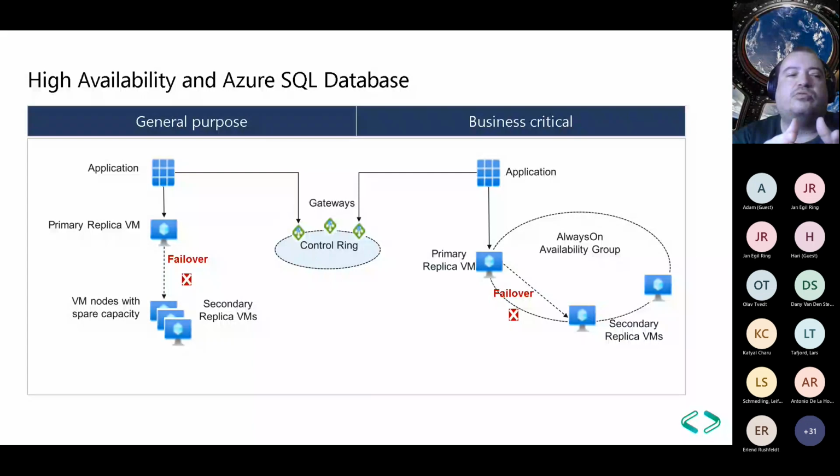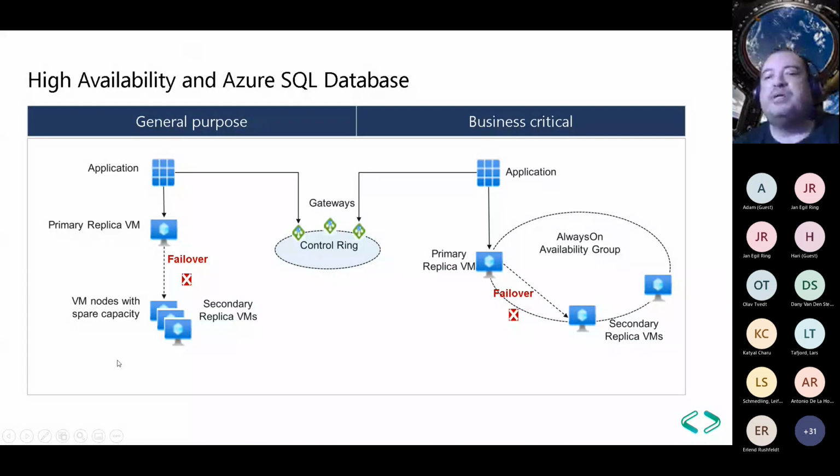The general purpose tier has high availability using the storage. The storage is kept in a zone redundant way, and there is a replica of the storage. So if Azure SQL goes down, another, let's say, VM is put up and running with our Azure SQL using the replica of the storage. This is how the general purpose handles high availability.